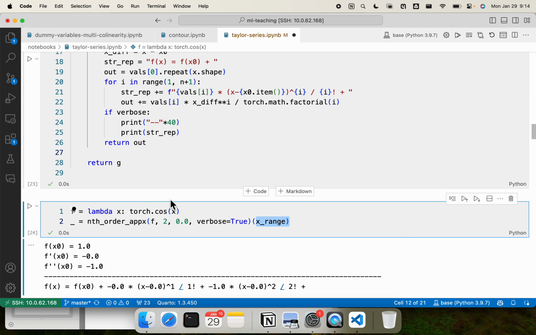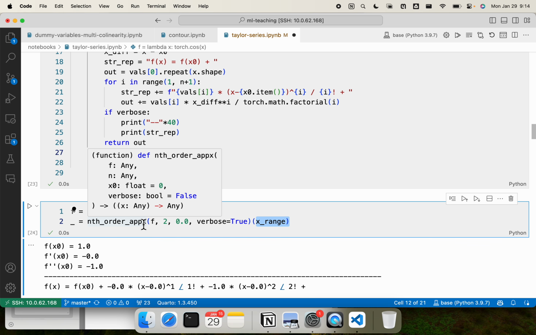and then I am showing you the learnt approximation, which is f of x equal to f of x naught plus, this quantity is 0, so x minus 0 raised to power 1 by 1 factorial, plus this quantity is minus 1 into x minus 0 square divided by 2 factorial, and so on and so forth. Right. So, the expression is in this fashion.